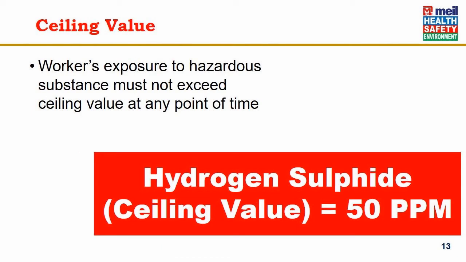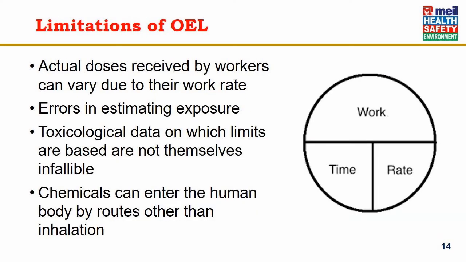Ceiling value, workers' exposure to hazardous substance must not exceed ceiling value at any point of time. Hydrogen sulfide ceiling value is 50 ppm, which is the upper limit. At no point of time, the exposure of a worker to hydrogen sulfide must not exceed 50 parts per million. What are the limitations of the OEL approach?